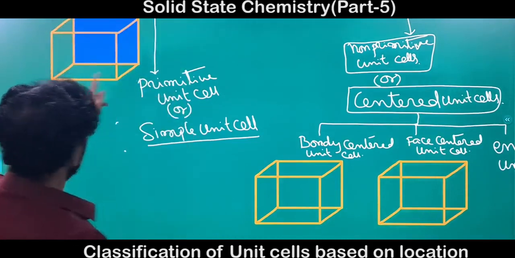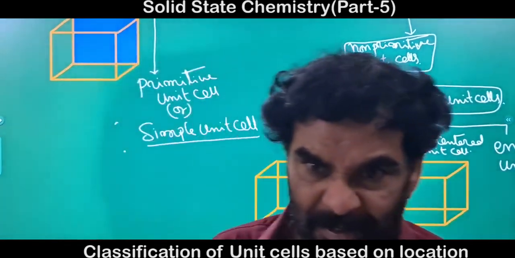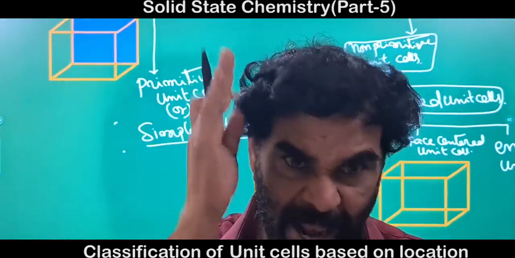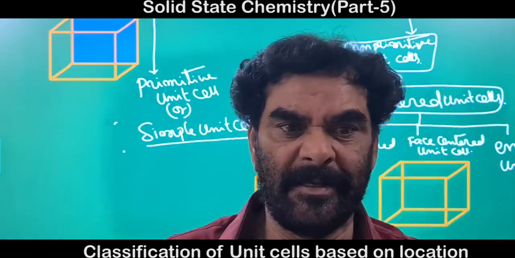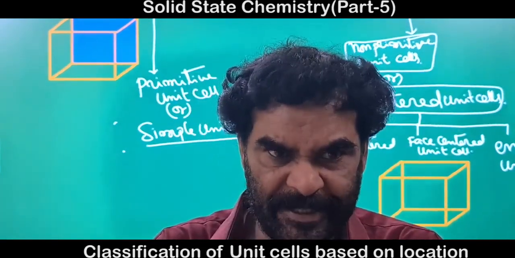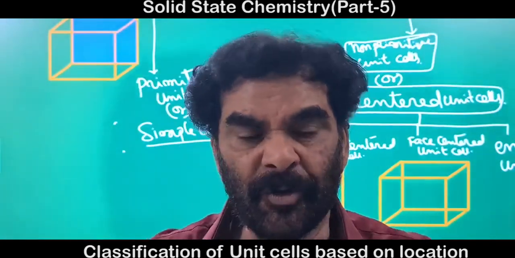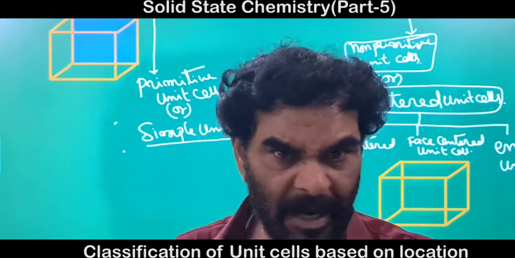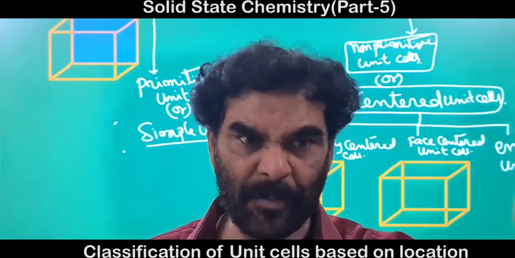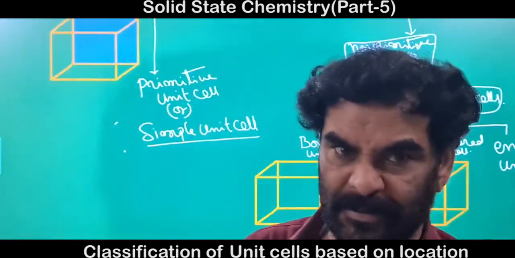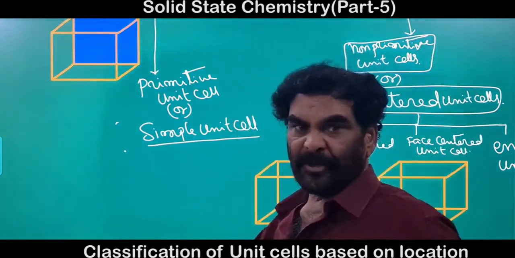What is the simple unit cell? I told you the basis for this classification is the position of the lattice point in the unit cell. At various positions in the unit cell, lattice points are present. The unit cells differ in the position of the lattice points in the unit cell.